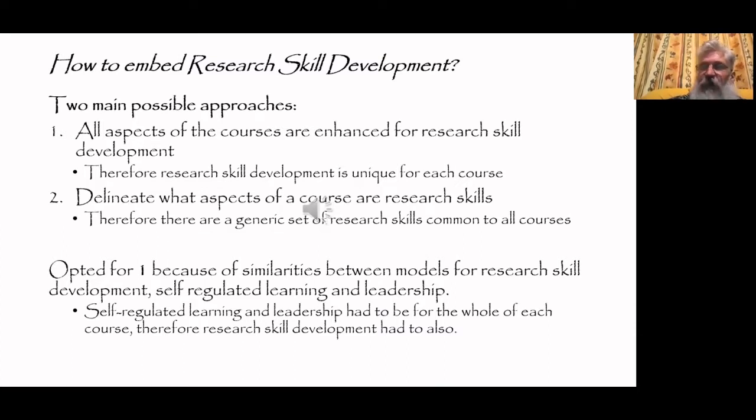Now I could see that there are 2 main approaches to take to do this. One was to see that the whole of each of the courses had to be enhanced with research skill development, which meant that the research skill development had to be unique for each course. Well, the other approach was to delineate which aspects were research skills and which aspects were not, and therefore work out some generic set of what the research skills were that needed to be developed in the courses.